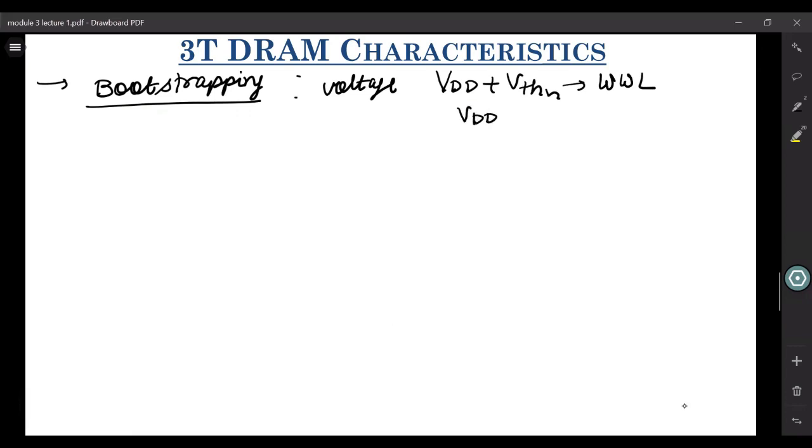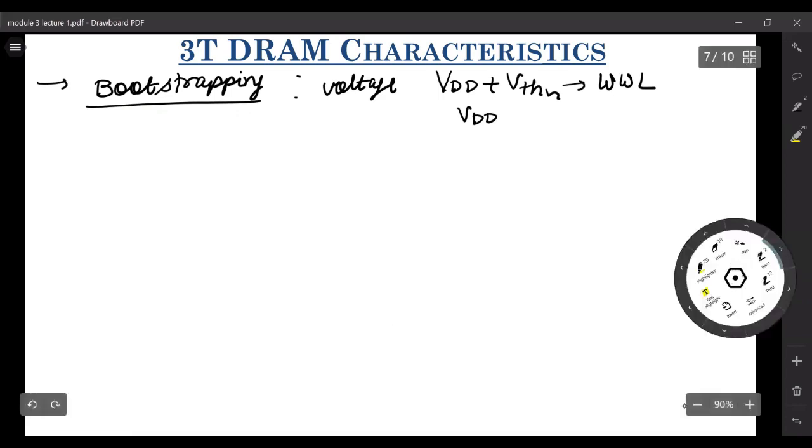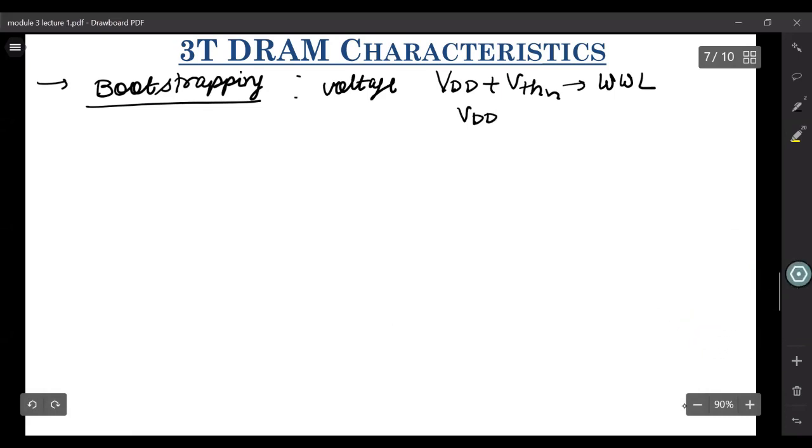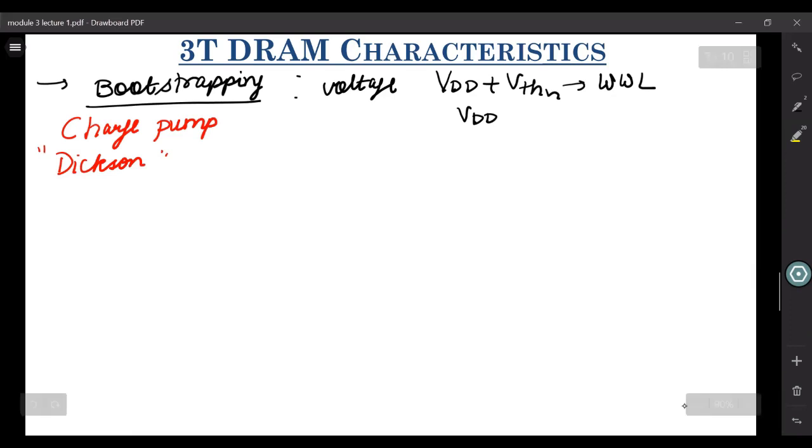It means you are applying a voltage which is more than the supply voltage of this circuit to the word line. So how can you get a voltage which is higher than the supply voltage on any circuit? You have a circuitry known as charge pump. There are different forms of charge pump. There is the Dixon charge pump, which is most commonly used. You can use any of these charge pump circuitries to achieve a voltage on the chip which is higher than VDD. Whenever you want a voltage higher than VDD, 2 VDD, 3 VDD, whatever you want, or VDD plus VTH, you can always use a charge pump. The Dixon charge pump is the most common one.